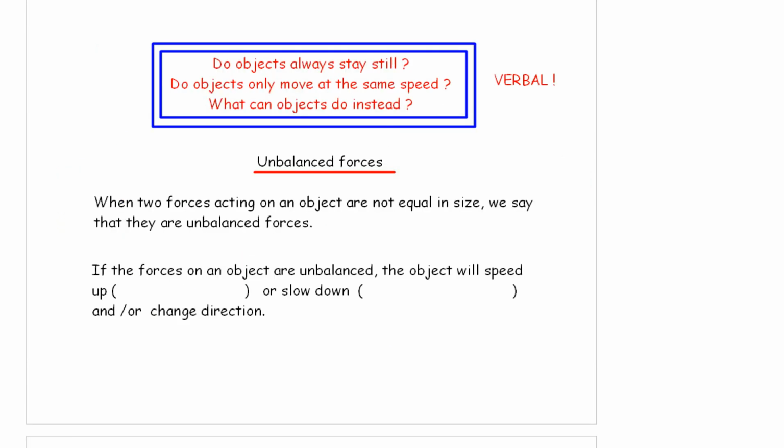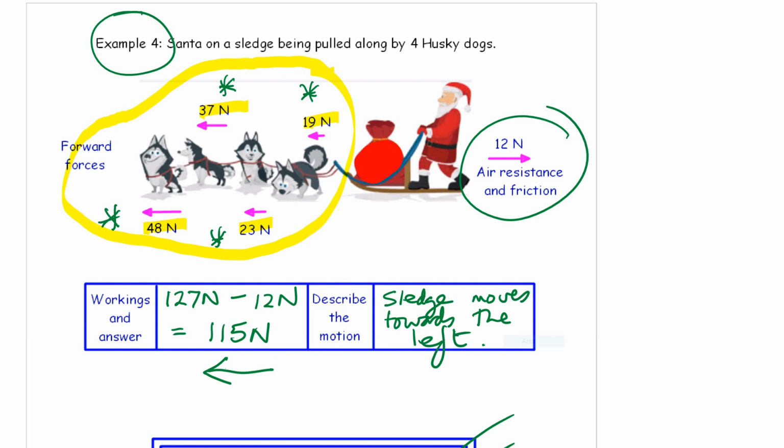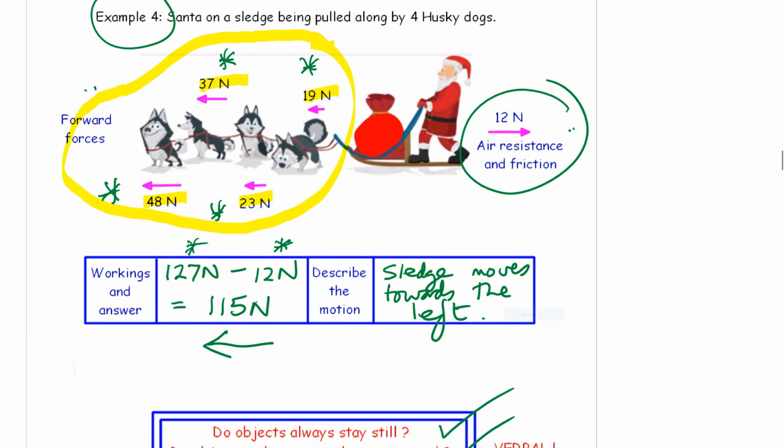Now, do objects always stay still? Do objects only move at the same speed? What can objects do instead? When the 2 forces acting on an object are not equal in size, we say that the forces are unbalanced, and that is exactly what has occurred in this example here. The forward force from the huskies was 127 newtons. The air resistance was only 12 newtons. The forces were unbalanced, and the resultant force was 115 newtons to the left.